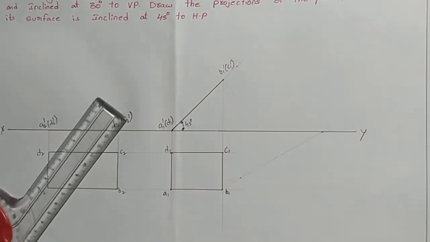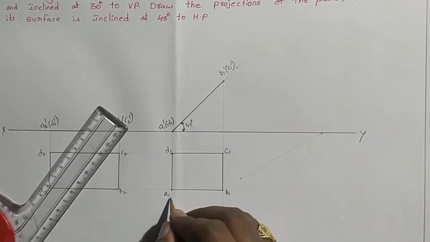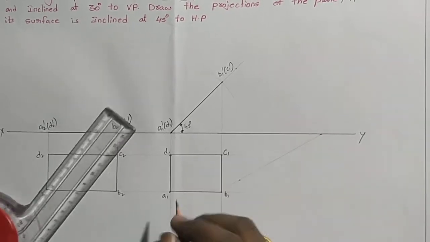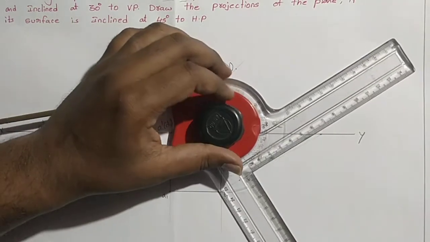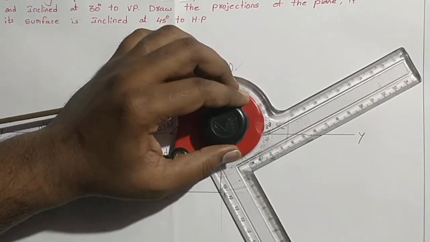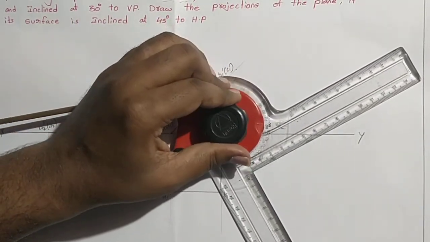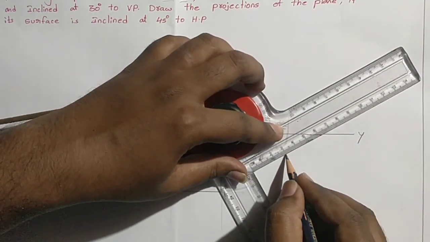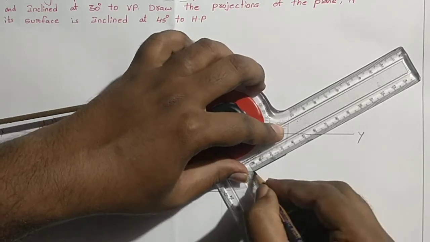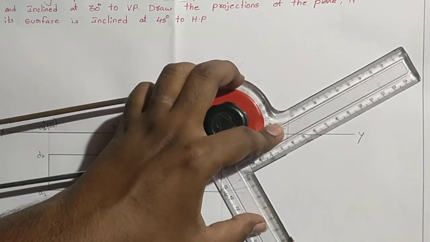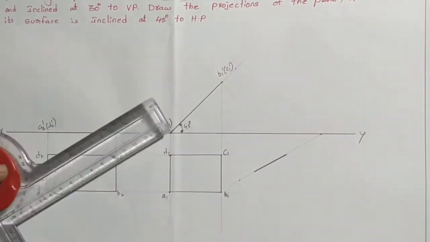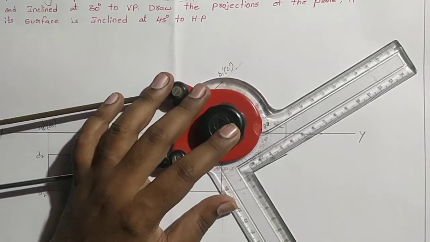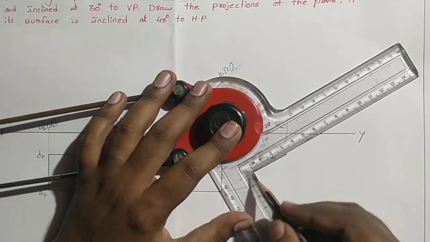On this 30 degrees line we need to place A1 and D1. A1 D1 is 30 mm, so I draw 30 mm, and another distance is, we need to draw perpendicular lines to this line.